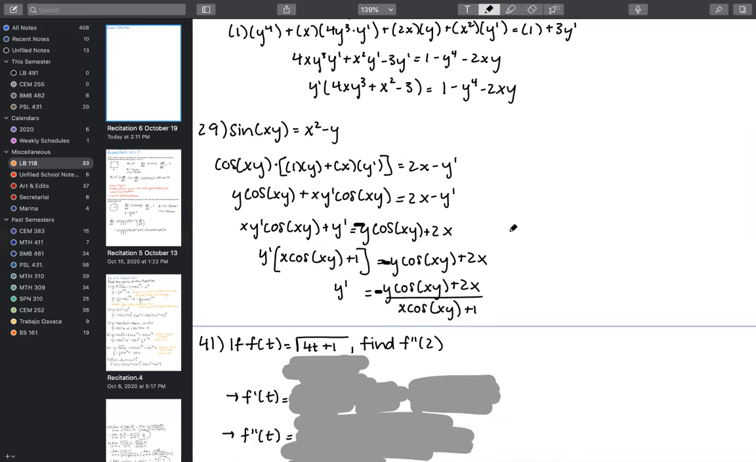Okay, any questions on this one? Before we move on, we're going to do a tangent line problem next. Oh wait, no, we are not. But we are going to move on from implicit differentiation.